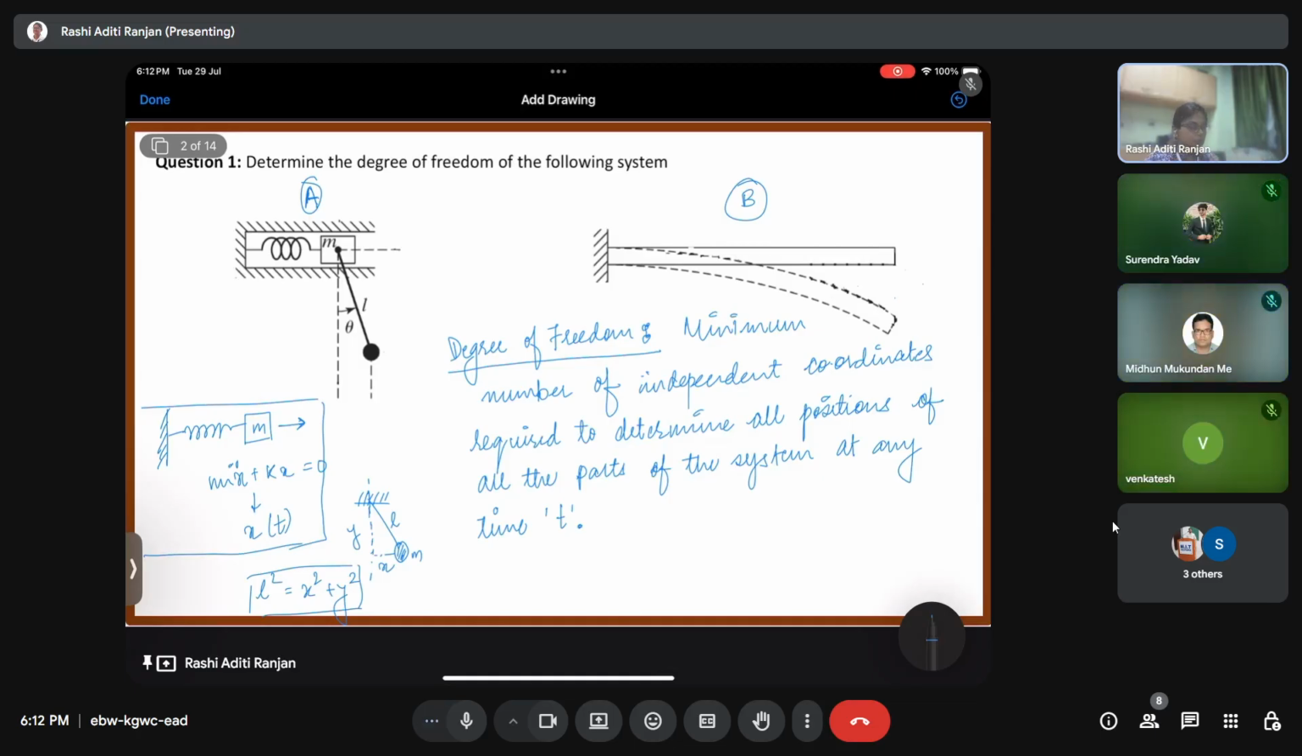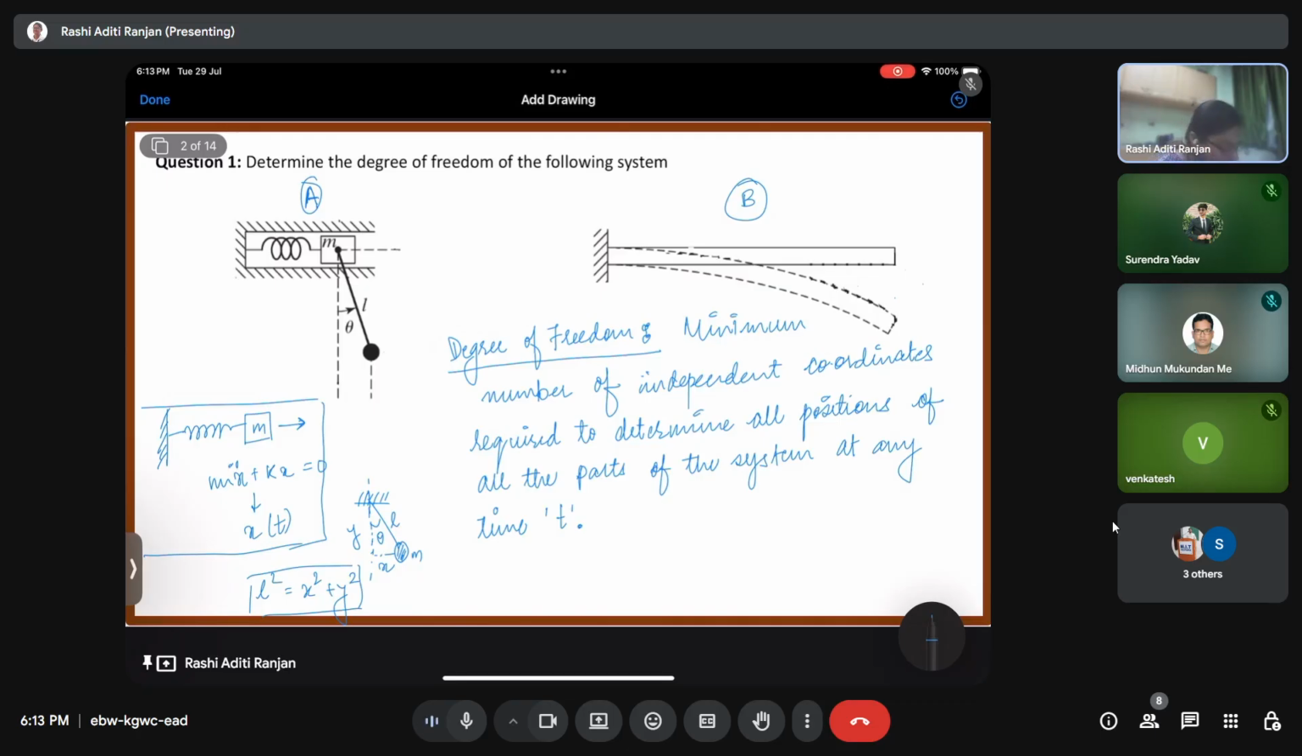So for this case, generally we consider theta, because x and y both can be written in terms of theta. x will be equal to one thing, y will be equal to another thing. Like it's basically L sine theta and L cos theta respectively. So on the basis of that, we can write, or we can know, what the coordinates are.